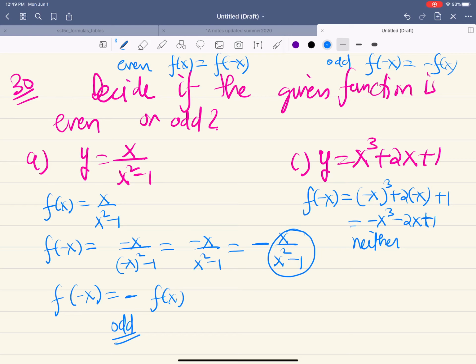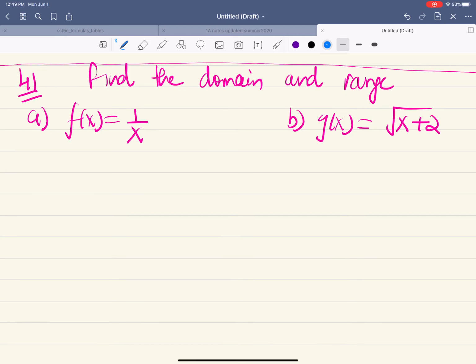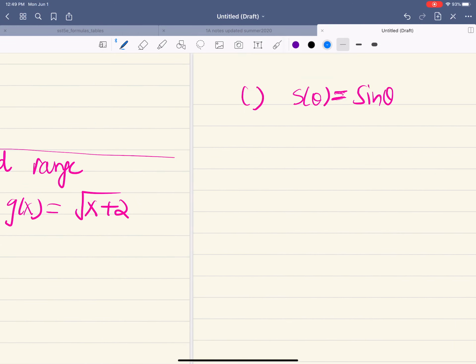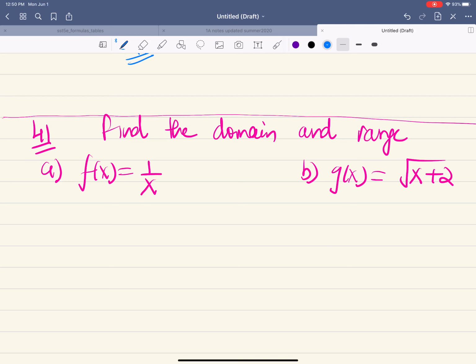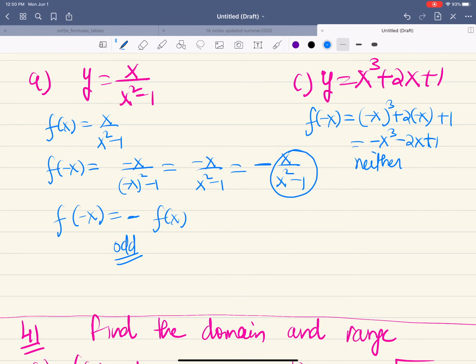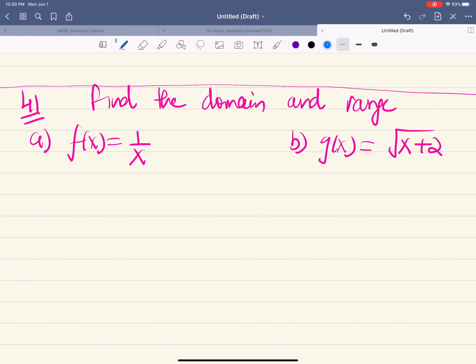Here we have number 41. Find the domain and range of each of these. Okay, so how do we find the domain and range of each of these functions? All right, let's go ahead and look. I also want to do actually number 32. Let me make some space. We can do it at the end. Find the domain and range of each of these functions.